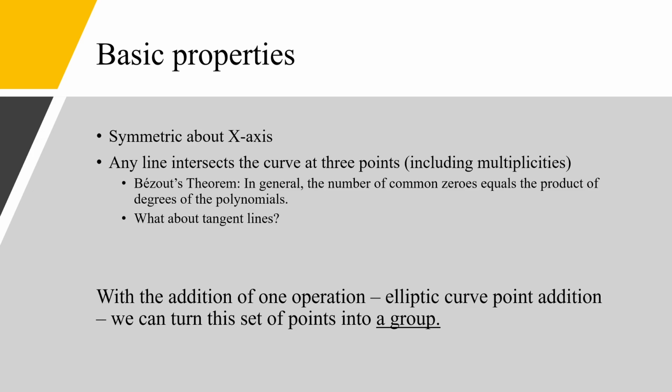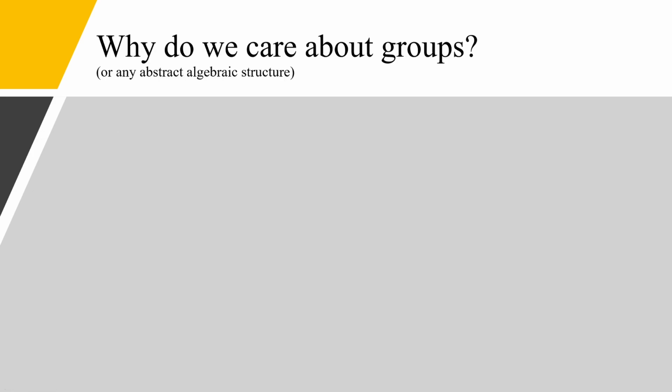So now I say that if we include one other operation on this group of points, we can turn it into a group, which is an abstract algebraic structure. We can turn the set of points of an elliptic curve into a group. And why do we need to think in terms of groups? Why is it useful to turn the set of points on an elliptic curve into a group?